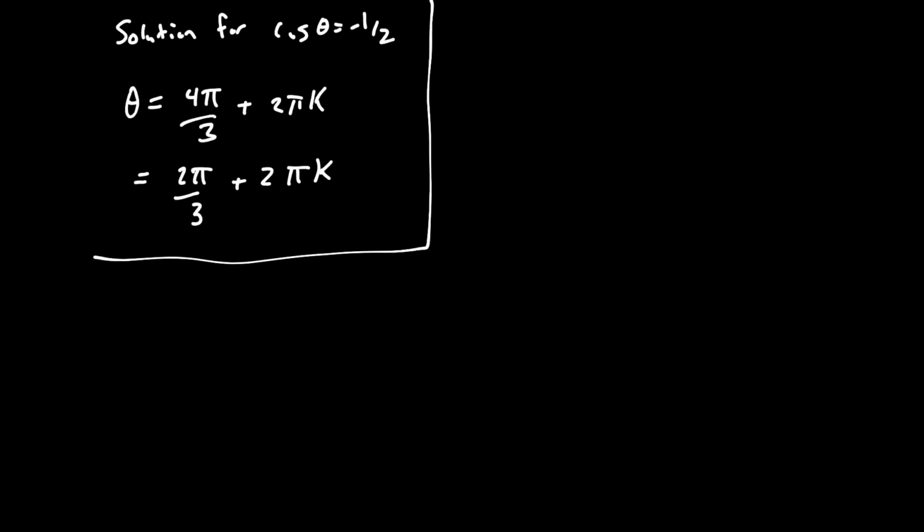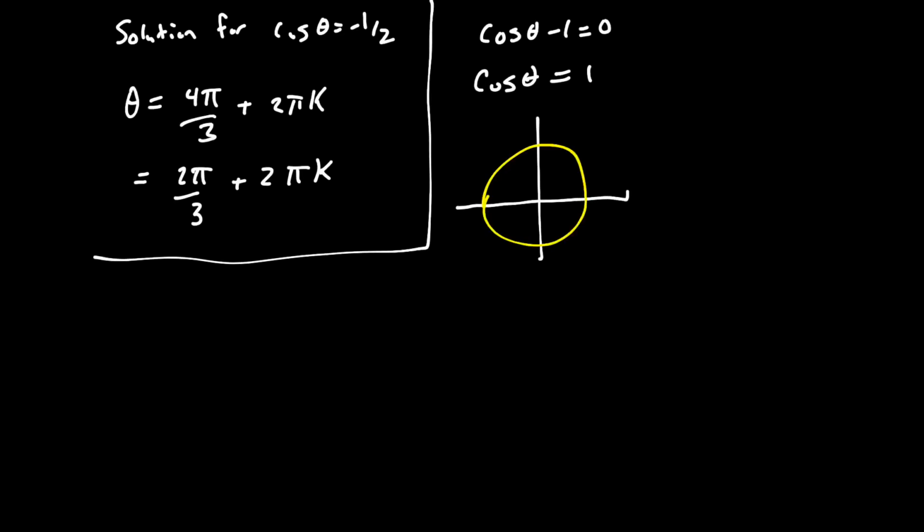We need to go ahead now and find the solutions for the other equation that we had, which was cosine of theta minus 1 is equal to 0. So we have cosine theta minus 1 is equal to 0. Then our cosine theta is equal to 1. And cosine of theta is equal to 1 in only one spot, and that's when our angle is 0. Then one particular solution that we have is theta is equal to 0. So every other solution for this trig equation is going to be given by 0 plus some multiple of 2 pi.